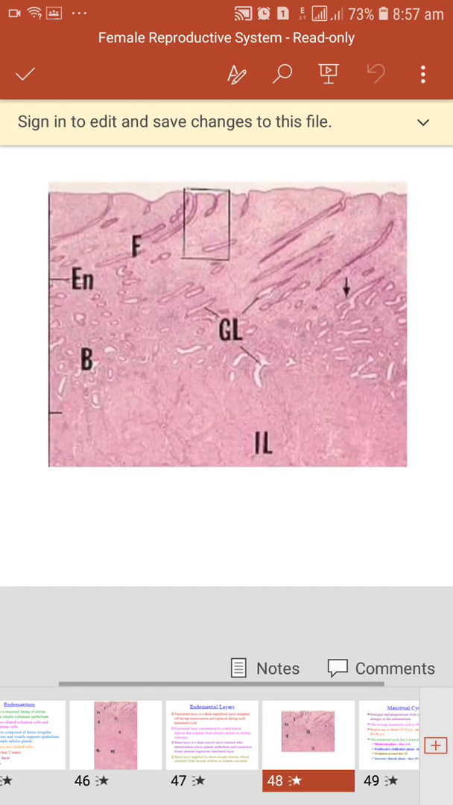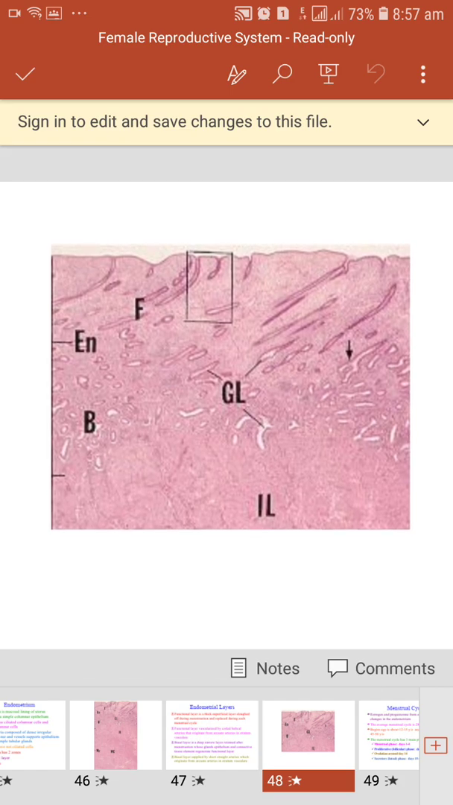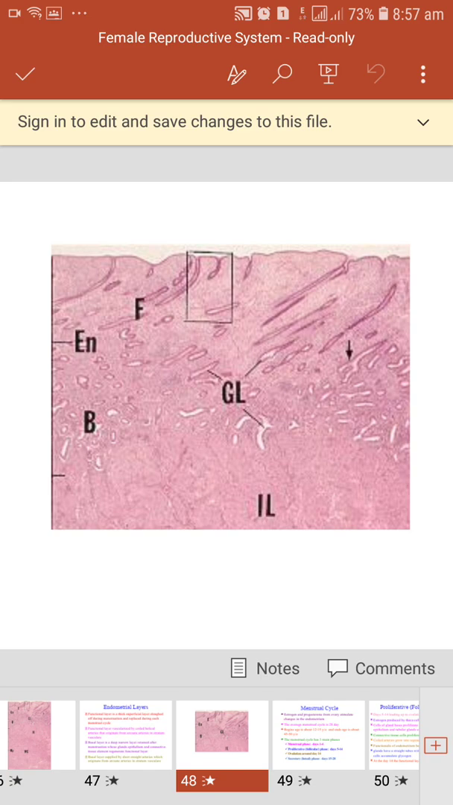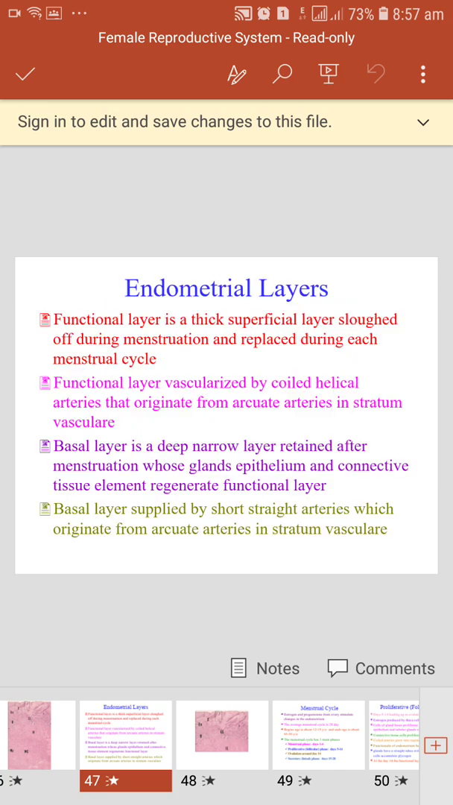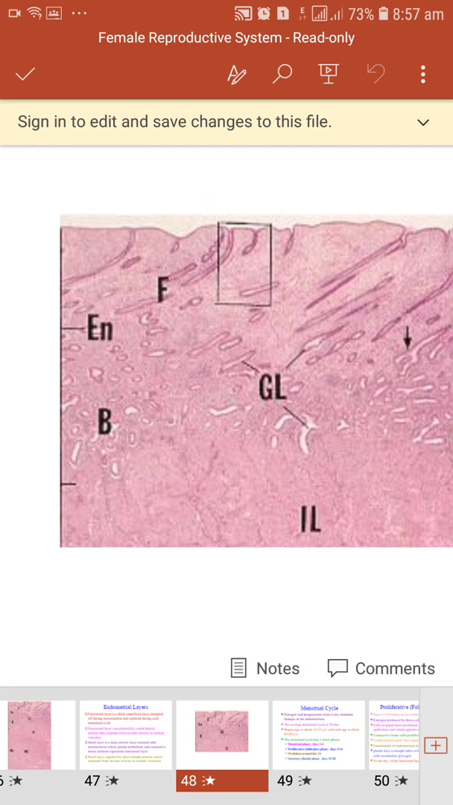Again, this is the diagram showing the epithelium, glands and the inner longitudinal layer. With the F you can see the functional layer and B for the basal layer. The functional layer is sloughed off during menstruation, but the basal layer is well retained. Also the arteries are shown in the functional layer and the basal layer.